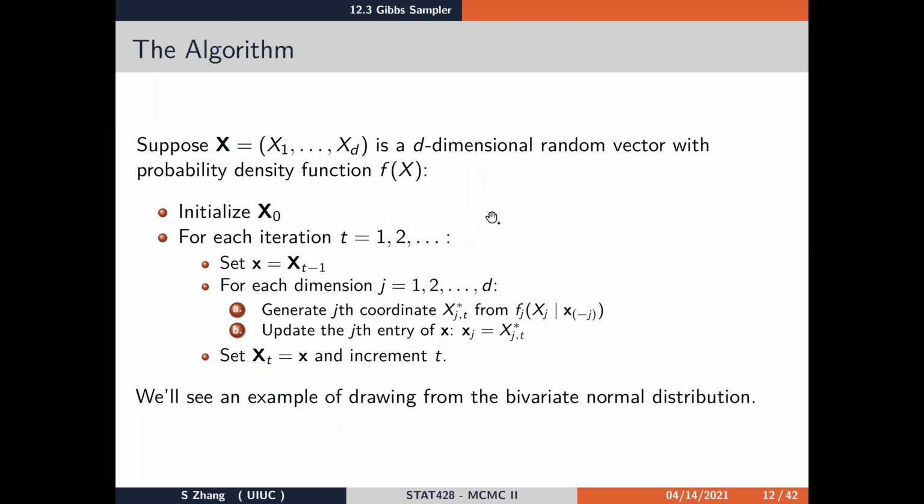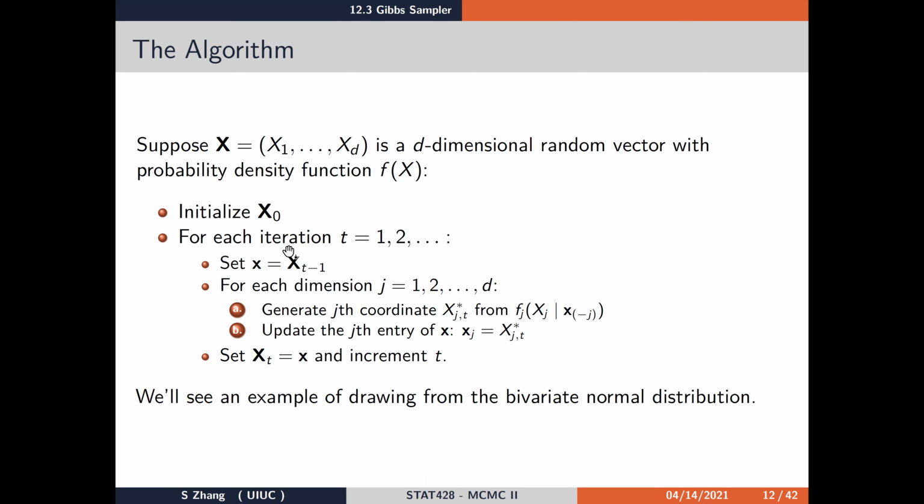Let us formally describe the algorithm for Gibbs sampling. Again, let's suppose that bold x, which is a d-dimensional random vector, follows some distribution function f, and f is the target density that we want to obtain samples from. We will start by initializing the value of x, x0. Let us use x0 to denote the initial values of each of the d dimensions for x.